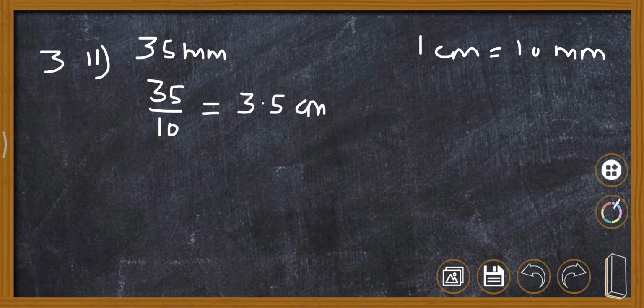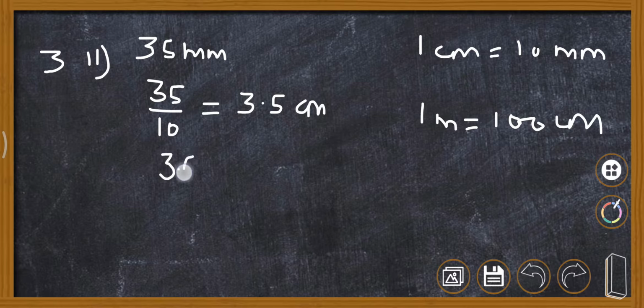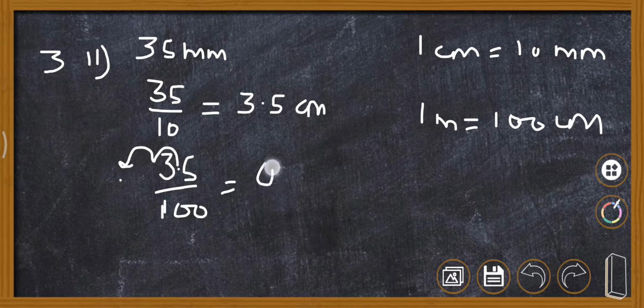Now we will convert this centimeter to meter also, because according to the question we are required to convert to meter also. So 1 meter is equal to 100 centimeter. So here we will divide it by 100. Now it has two zeros, so the decimal will move 2 places, 1 and 2. So it will be 0.035 meter. Now it is in meter.